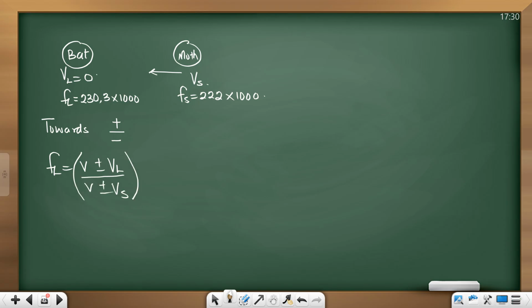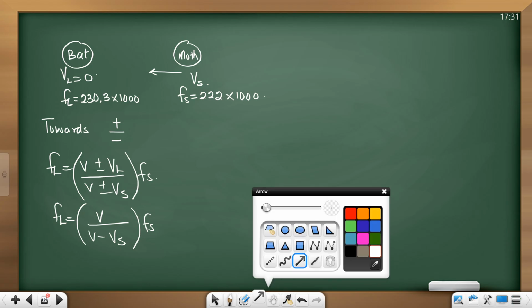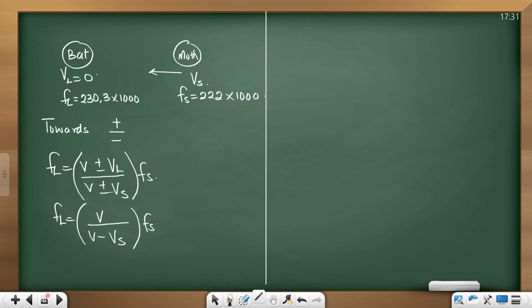Which one is stationary? VL. I like to always just remove the one that is stationary. And I have FS. Can we do the substitution now and you do the math for me? What is my FL? 230. If you multiply by 1,000, what do you get?